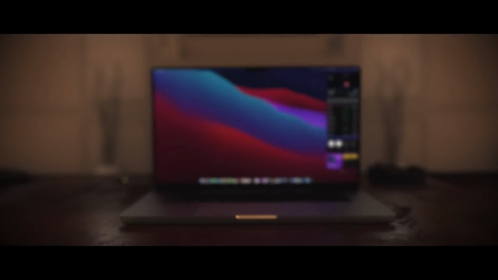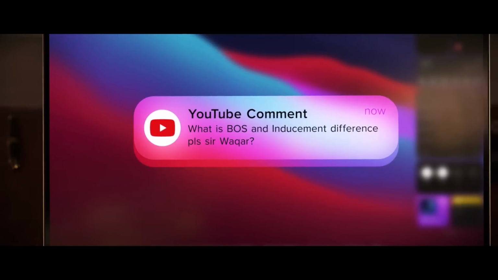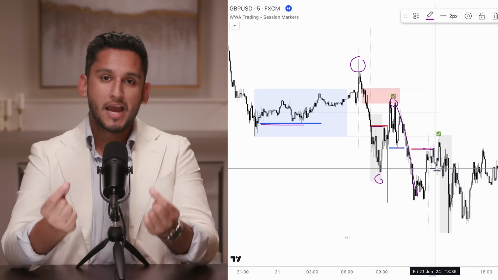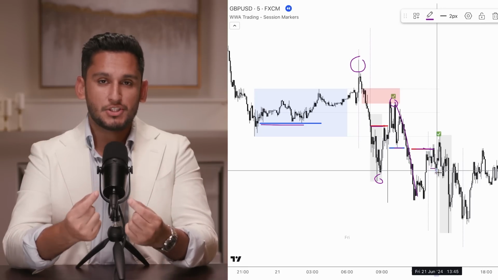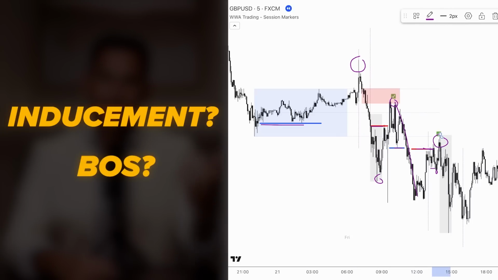The number one question I get asked from all traders is to understand the difference between a break of structure and an inducement, because in hindsight it's very easy to understand the difference, but in live market conditions it's actually very challenging to determine what is an inducement and what is a market structure movement, specifically a break of structure.